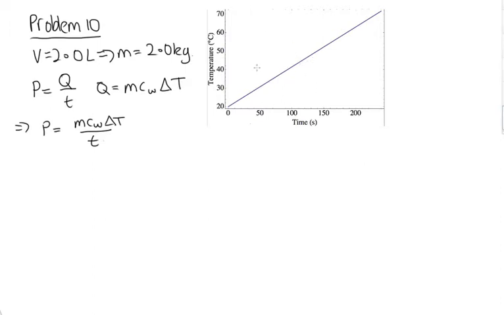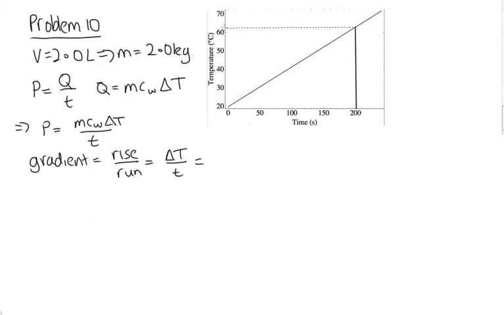So using our graph, we know that the gradient of the graph is equal to the rise of the graph over the run. Now, the rise is equal to the change in temperature, that's what we've got along the y-axis, and we've got the change in time or the length of time along the x-axis. So let's measure those as accurately as we can. Let's draw a vertical line up from 200 seconds to this point here, and then to get the temperature at 200 seconds, we'll draw a horizontal line across to here.